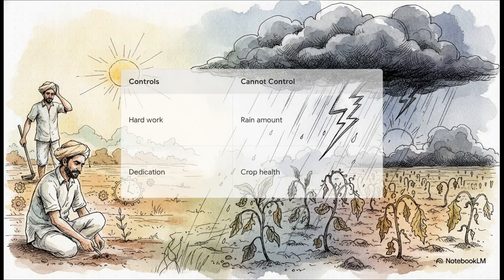When we map it out and balance the scales of this story, the reality is just devastating. Ramu controls his day and night hard work, and he controls his unending dedication, but he literally cannot control the amount of rain or the ultimate health of the crop. The variables outside of his control completely and utterly overshadow his personal agency. It simply doesn't matter how much effort he inputs if nature just decides not to cooperate.